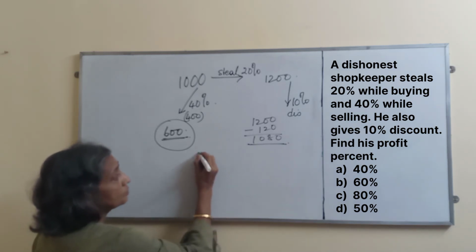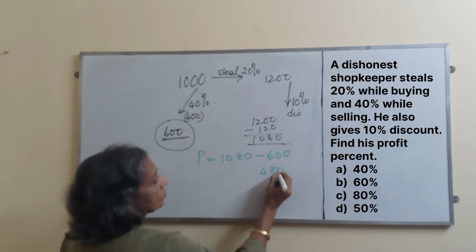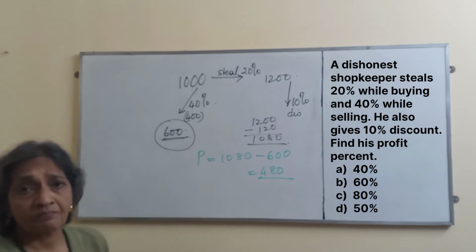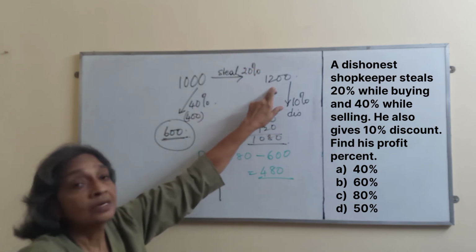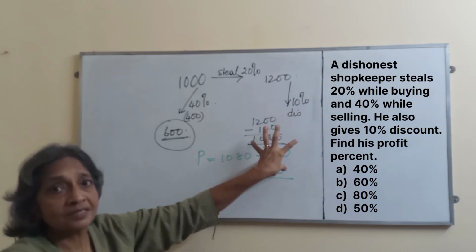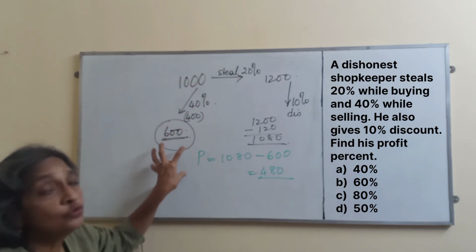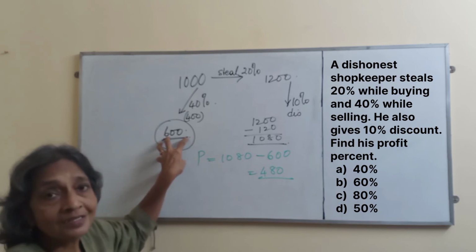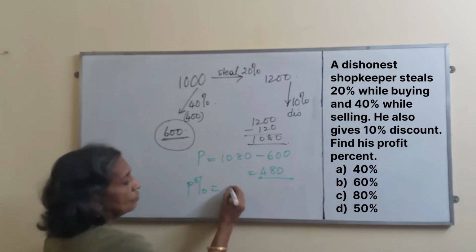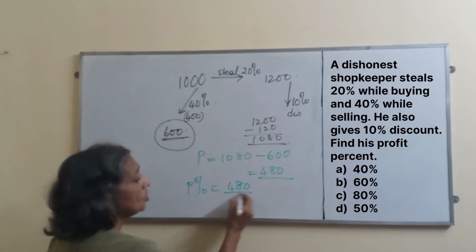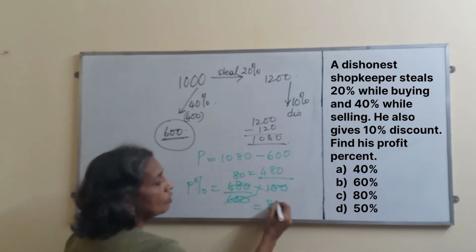So now see what is his profit. 480. Understand the sum again. While buying, he steals. So he's going to take extra 20%, and on this he gives you a 10% discount. So he's supposed to give you 1080, but he does the cheating part and he gives you 40% less. So he's giving you only 600 grams, or something which is worth 600. So now what is his profit percent? Profit upon what he's giving you. So he's giving you only 600, into 100. A huge profit he makes of 80%.